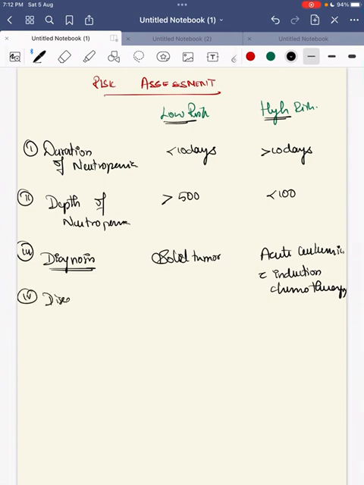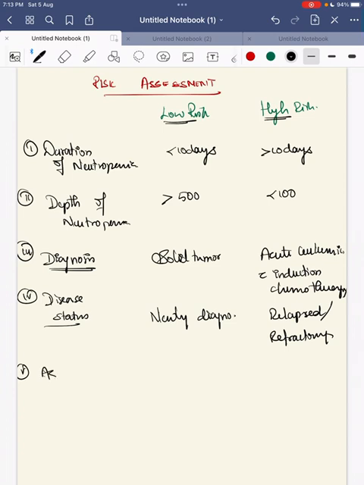Next, disease state. Whether it is newly diagnosed or a child with a relapsed or refractory malignancy. In a low risk child, it will be a newly diagnosed one. In a child with high risk, it can be relapsed or refractory.